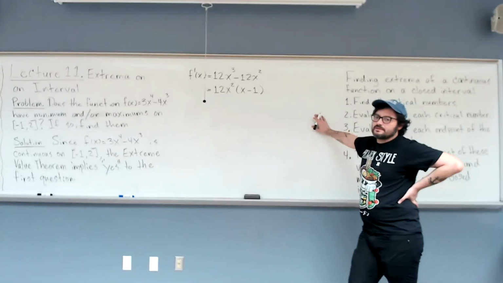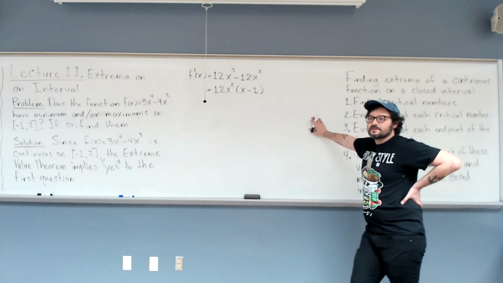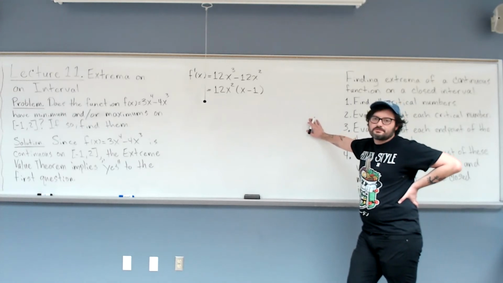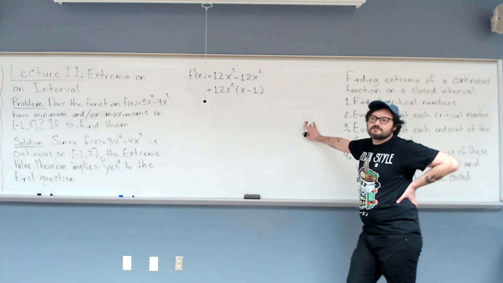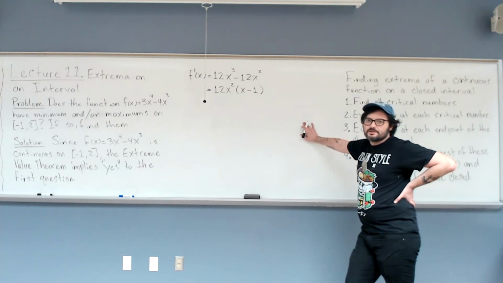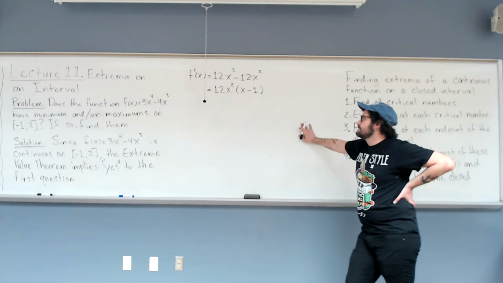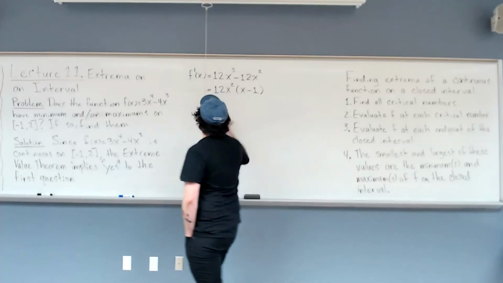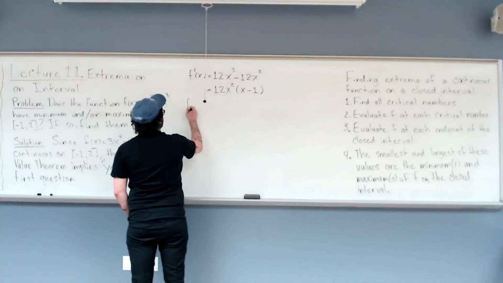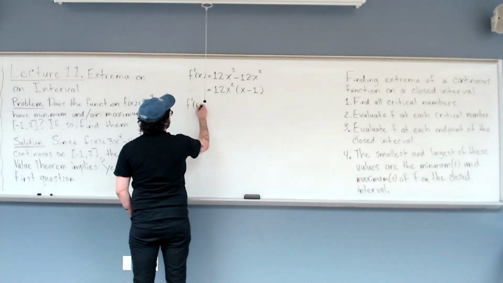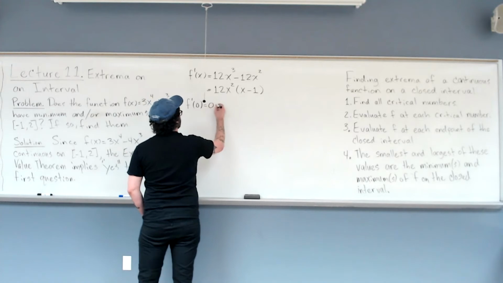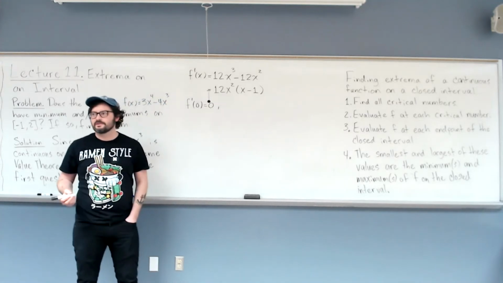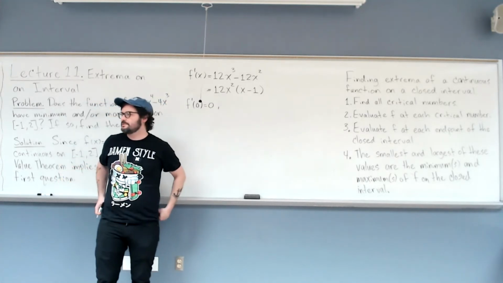Okay, so this derivative exists everywhere, right? It's a polynomial. There's nothing to worry about. No matter what we try to plug in, that derivative exists. So we just need to find out when it's equal to 0. And there's only two options, right? Looking at that equation, it's easy. F prime of 0 is equal to 0, right? And then when x is equal to 1, it's equal to 0, right?